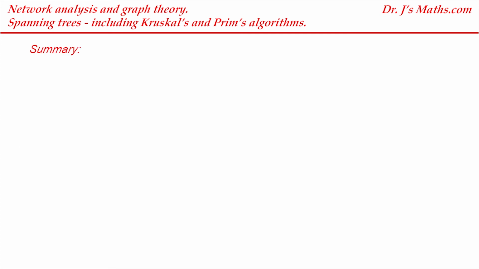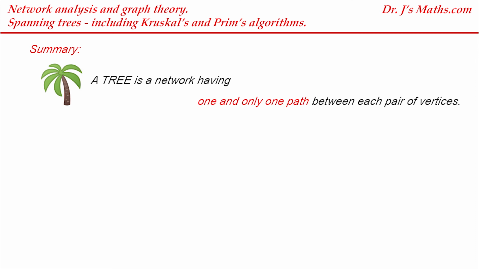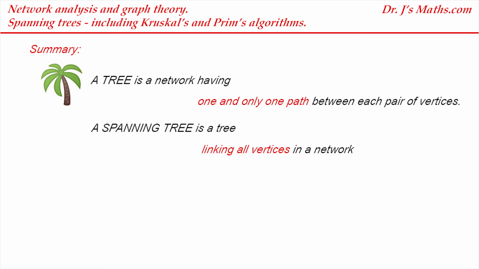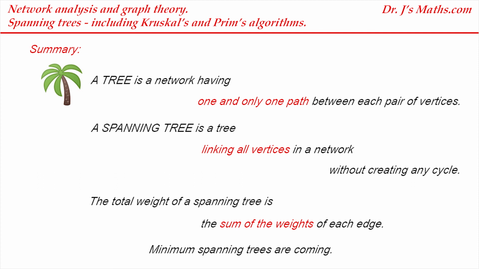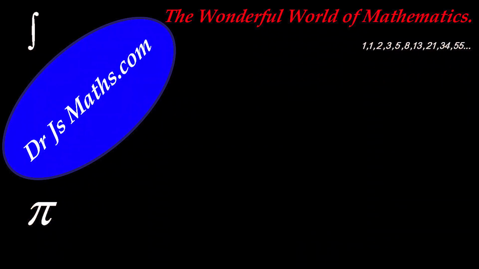So in summary, a tree is a network having one and only one path between each pair of vertices. A spanning tree is a tree that links all vertices in a network without creating any cycle. And the total weight of a spanning tree is the sum of the weights of each edge. So in the next video we will learn two common ways to identify spanning trees with minimum weights.